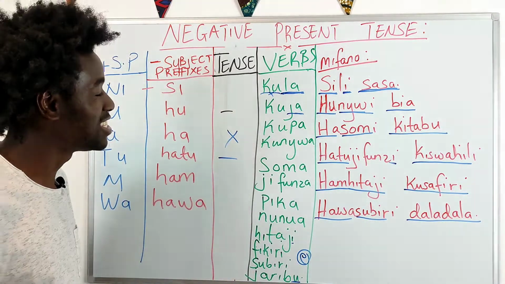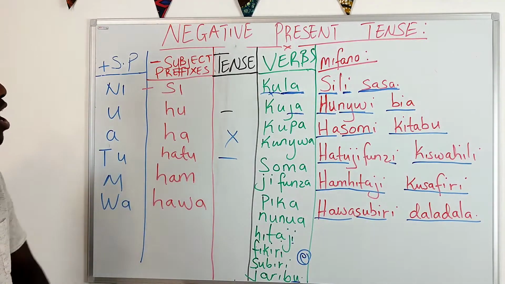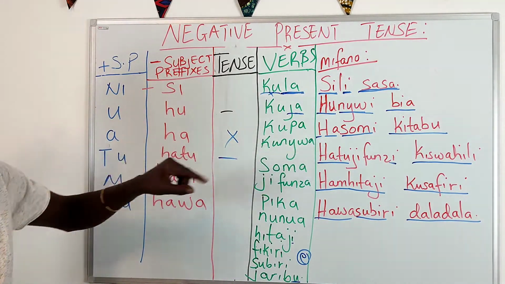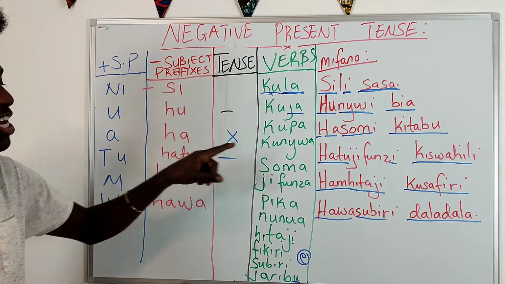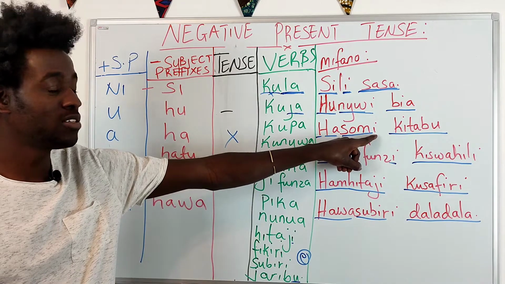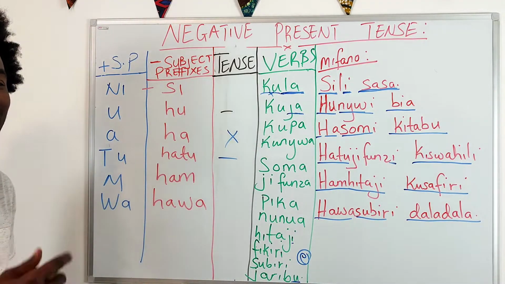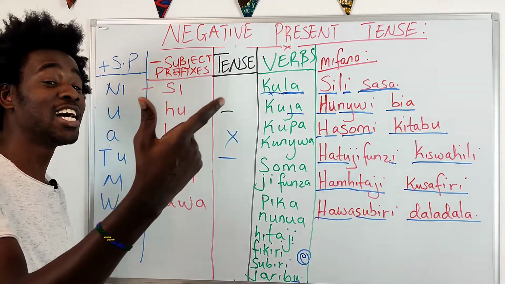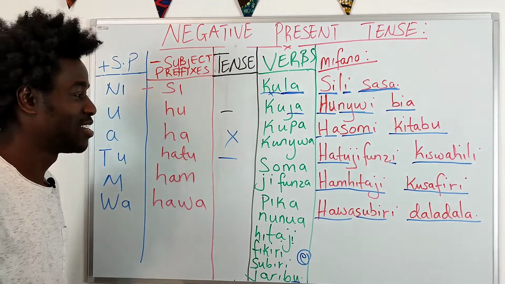Example number three is hasomi kitabu. Ha, negative subject prefix for he or she. And soma, you change the last vowel from A to E. So hasomi kitabu, this means he is not reading a book, or she is not reading a book.